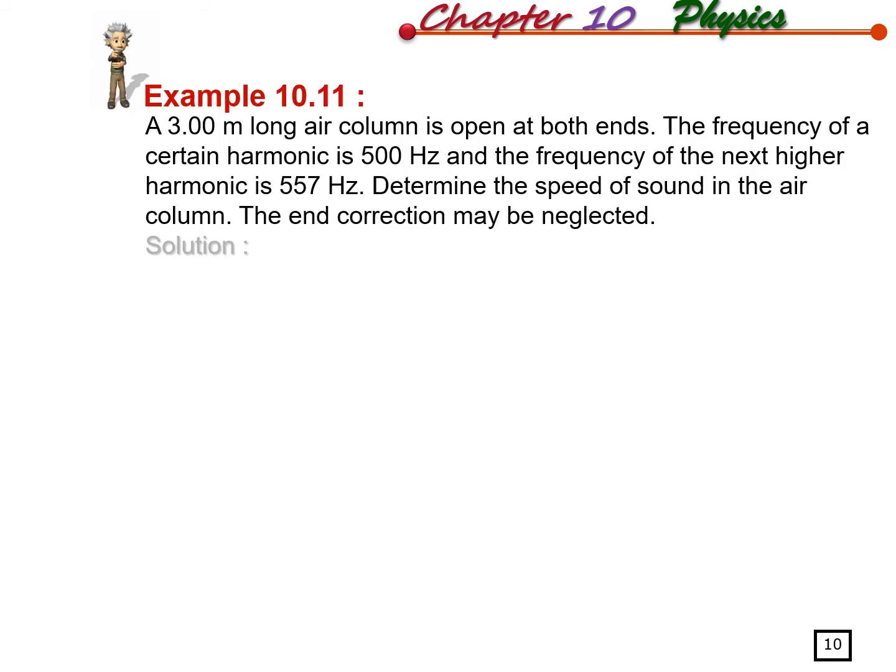Okay, next let us look into example 10.11. You have a 3-meter long air column open at both ends. The frequency of a certain harmonic is 500 Hertz, and the frequency of the next higher harmonic is 557 Hertz. They want us to determine the speed of sound in the air column, and the end correction can be neglected. So these are the information given: the length, and the frequencies for the first and then the second order.